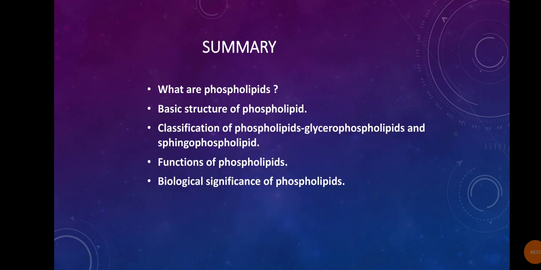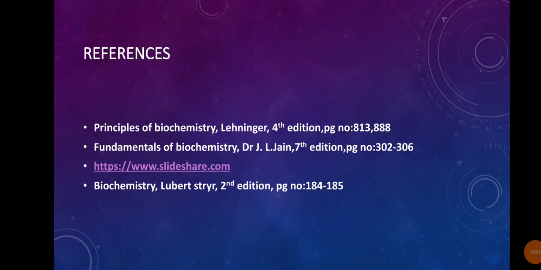Then summary. We have discussed what phospholipids are, the basic structure of phospholipids, classification of phospholipids, that is two types, glycerophospholipids and sphingophospholipids, functions of phospholipids and biological significance of phospholipids. These are the references.